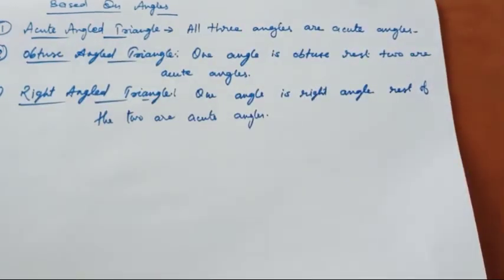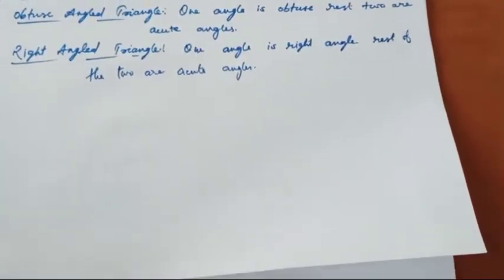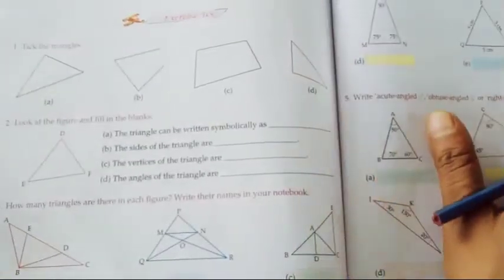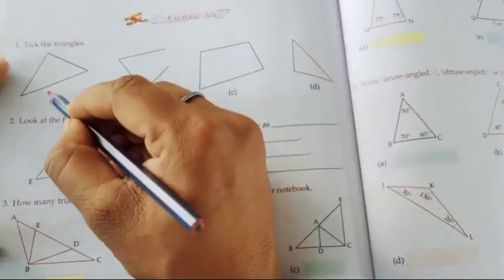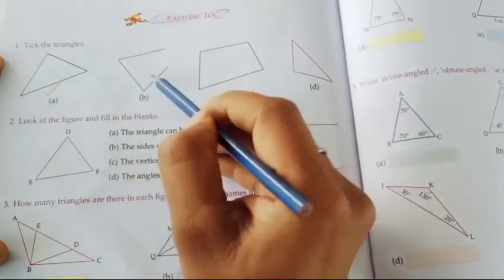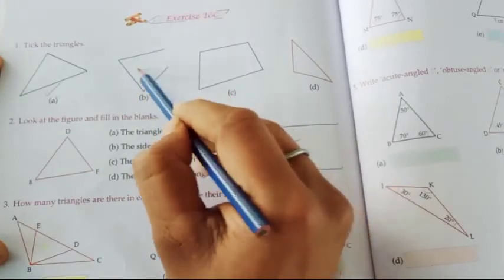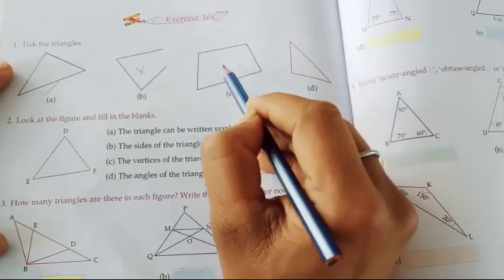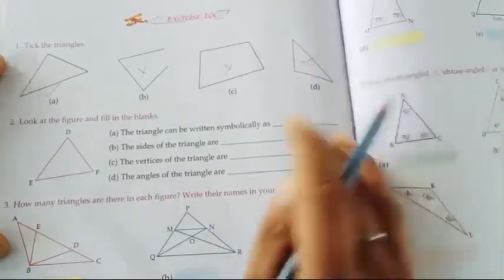Now, exercise 16C. Let us see how to do it. So, exercise 16C is to tick the triangles. Tick the triangles. A. Will this be a triangle? Yes. Why? It is closed. Will this be a triangle? Even though we have three sides, it is not a triangle. This one is also closed but does not have three sides. So, this is not a triangle. This is again a triangle.